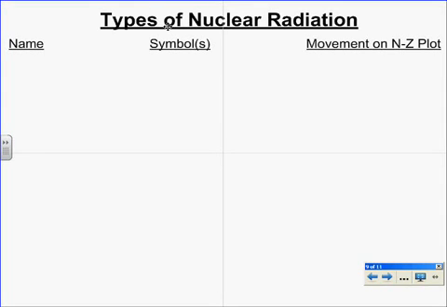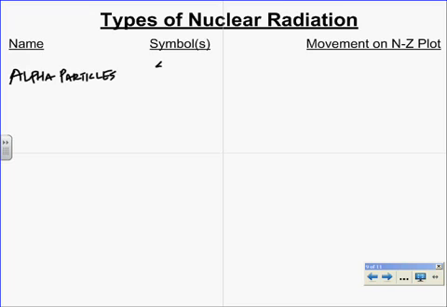Okay, so there are four kinds of nuclear radiation that we need to know about in order to explain a lot of the things we're going to be looking at over the course of this unit. The very first type is called alpha radiation, or alpha particles. An alpha particle is two protons and two neutrons stuck together. That means it's a helium-4 nucleus.